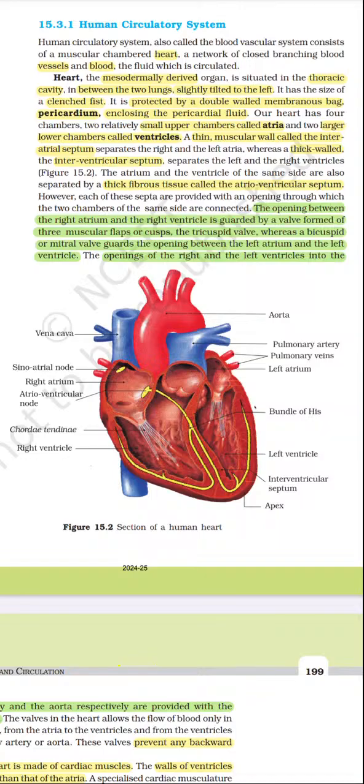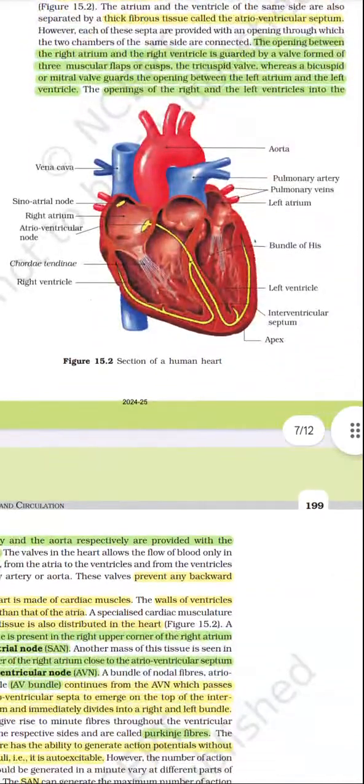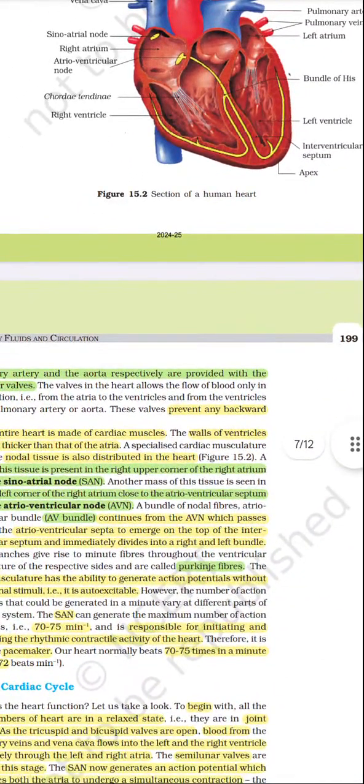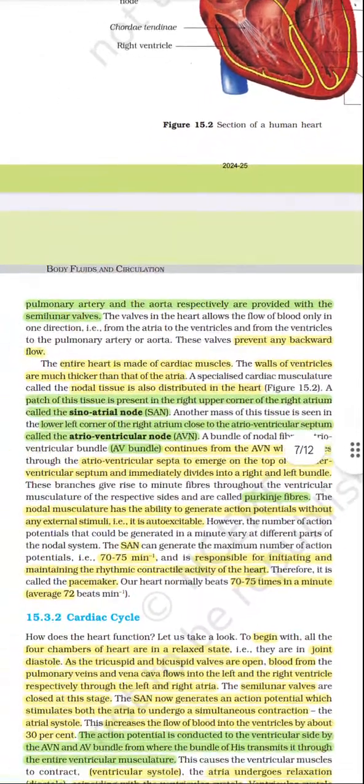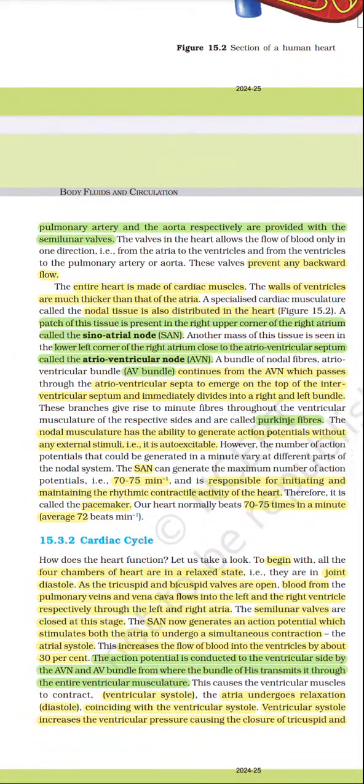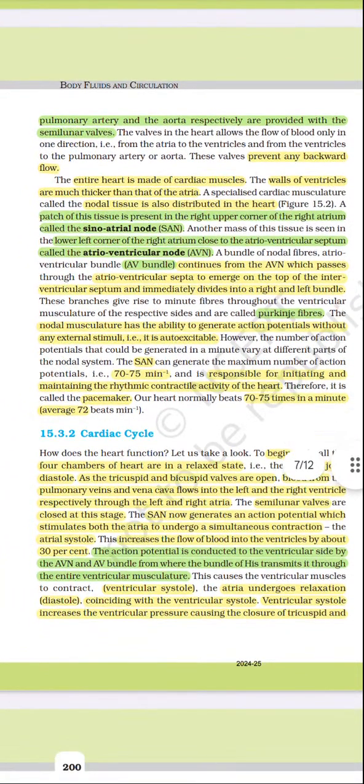The openings of the right and the left ventricles into the pulmonary artery and the aorta respectively are provided with semilunar valves that prevent any backward flow. The entire heart is made up of cardiac muscles. The walls of the ventricles are much thicker than those of the atria.